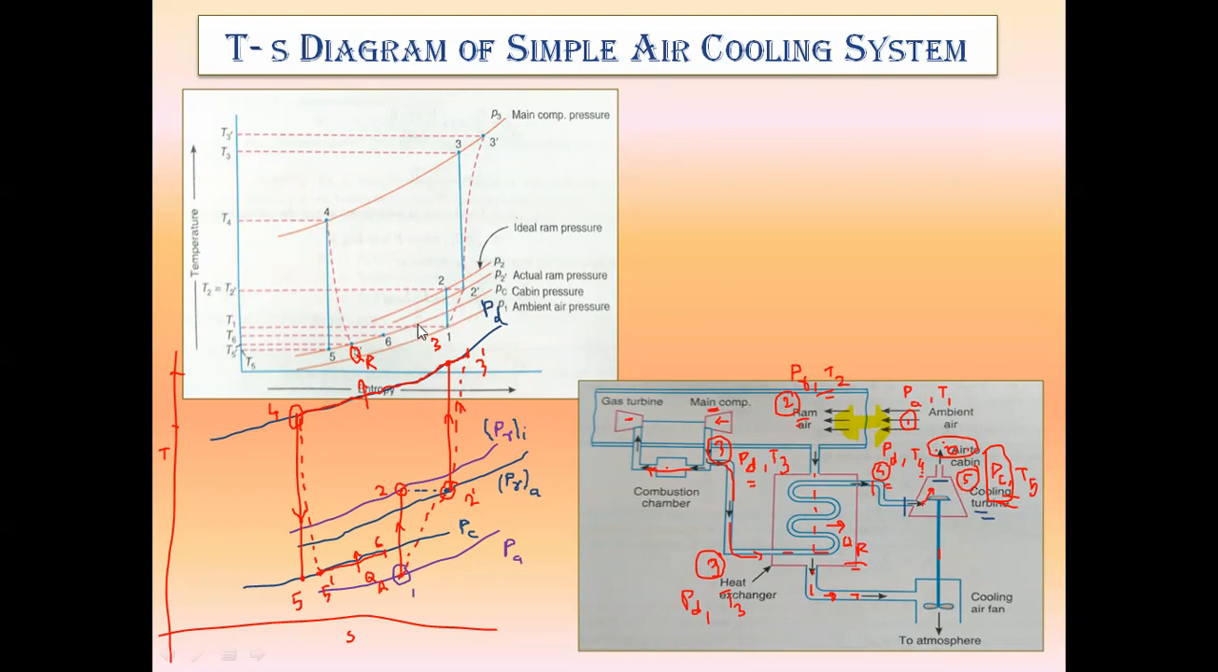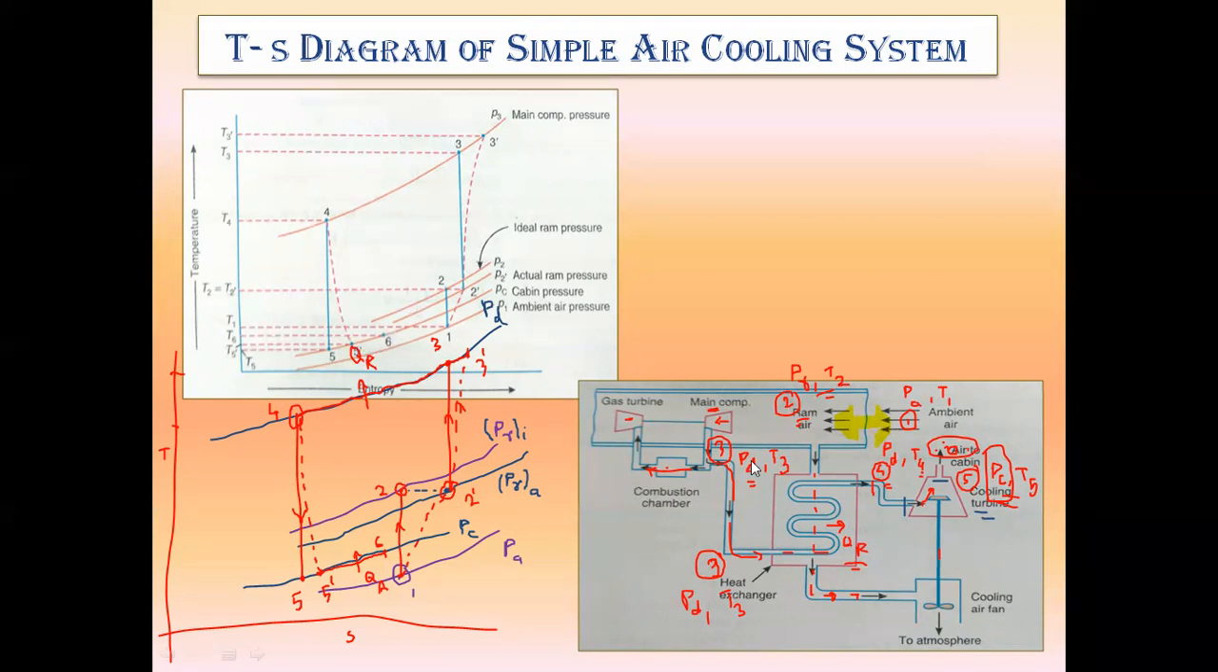The pressure will decrease from the delivery pressure of the main compressor up to the cabin pressure. That means one more pressure line we need to draw. This is nothing but the cabin pressure, and that cabin pressure will have a value greater than the ambient pressure and lower than the ram pressure. So here the 4 to 5 process is nothing but the isentropic expansion inside the cooling turbine, and 4 to 5 dash is nothing but the actual expansion inside the cooling turbine.